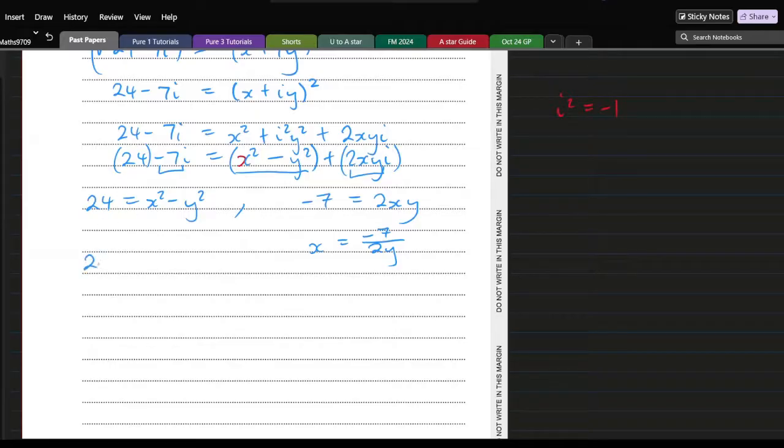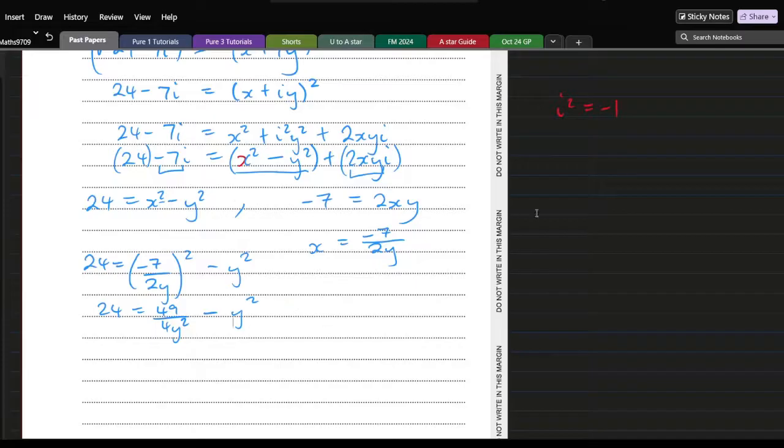So 24 is equal to x squared. We said x is -7/2y, and this is squared, minus y squared. Alright, so 24 is equal to, square the numerator, square the denominator. That becomes 49 over, that's 4y squared. Be careful, yeah, square the 2, then square the y, and this is minus y squared.